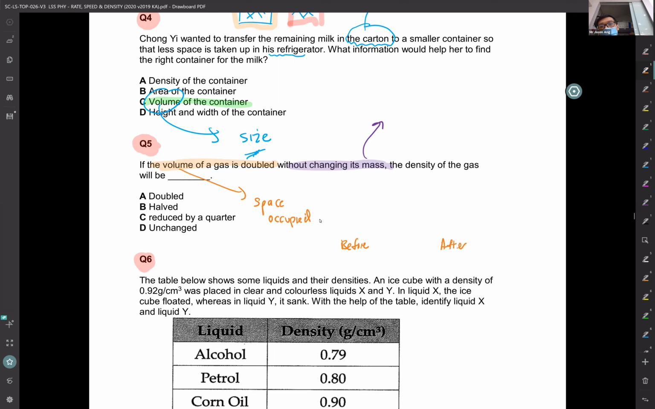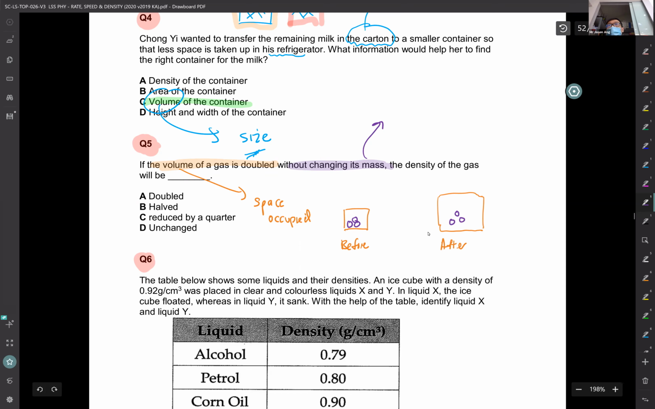Because when you double it, it simply means that you have a bigger size, but before it was a smaller size. Understand the meaning of doubling? You started small, but you doubled it, right? But without changing its mass, that tells me that the amount of things I have inside remains the same. If the mass is because of having 3 particles, I want you to know that the gas is still having 3 particles. Which one is less packed now, before or after?